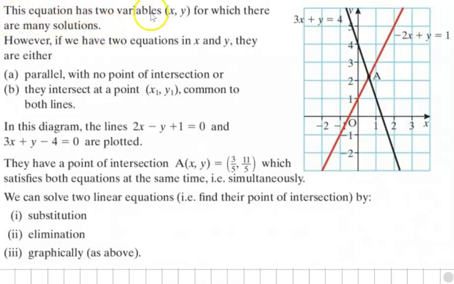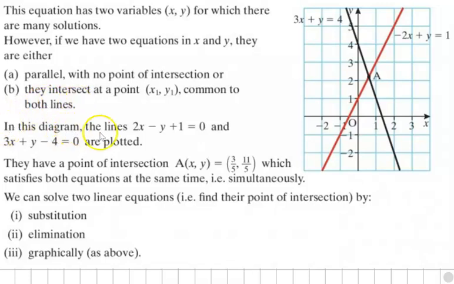This equation has two variables, x and y, for which there are many solutions. However, if we have two equations in x and y, they are either parallel with no point of intersection, or they intersect at a point, x1, y1, common to both lines.